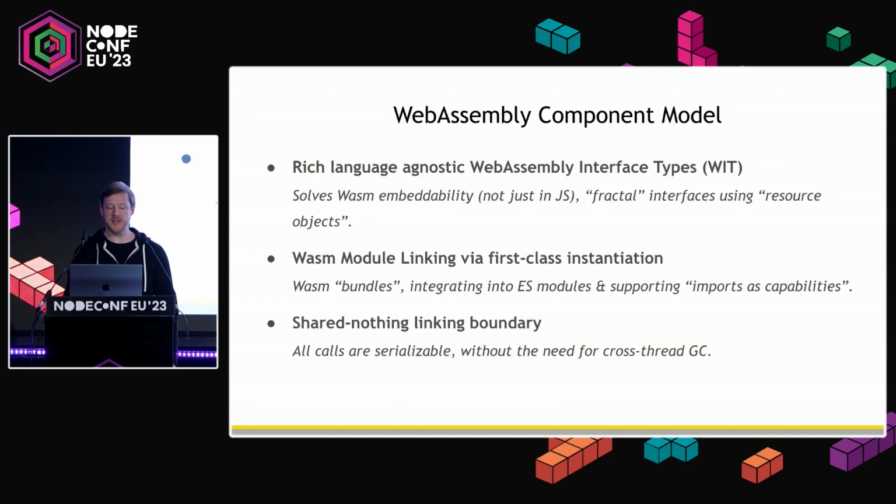And then this other one, which is also fairly technical, is that there's this shared-nothing linking boundary. So all calls are effectively serializable, and there's no need for cross-thread GC. It's a fairly technical point, but it's an important one in terms of the design of the model and how it relates to things like WebAssembly GC.